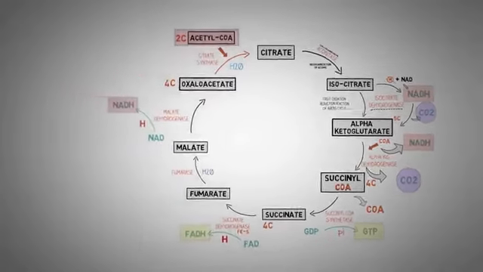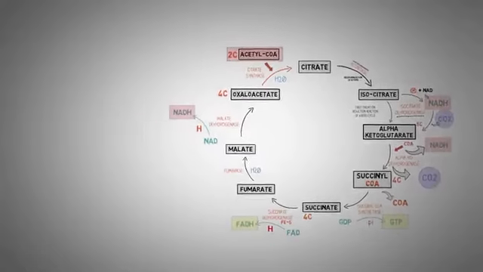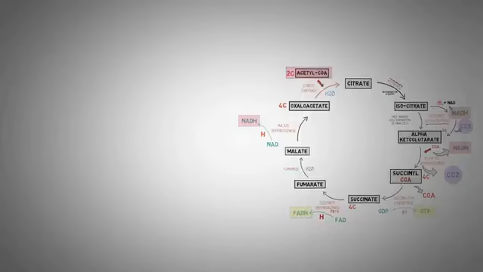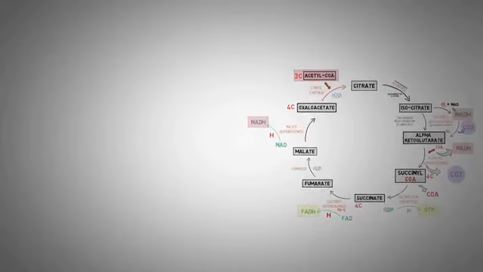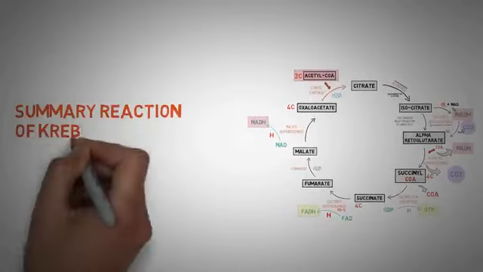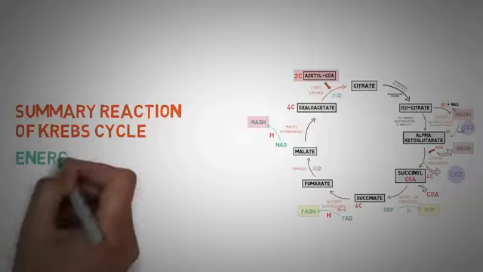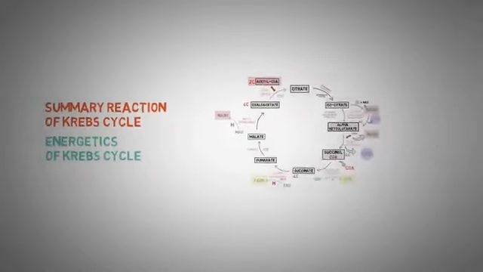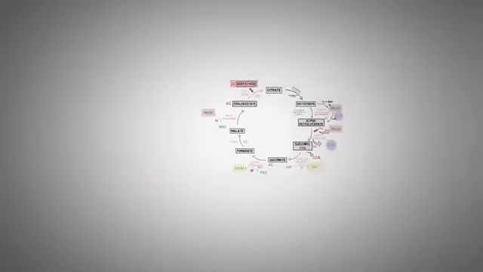Now there are a few other important concepts regarding the Krebs cycle that you must understand to have a complete knowledge about this biochemical cycle. The first is this summary reaction of this cycle. And the second is the energetics of this cycle, meaning how many ATPs are produced for every 1 molecule of glucose that enters the cycle. So first, coming to the summary reaction of the Krebs cycle.